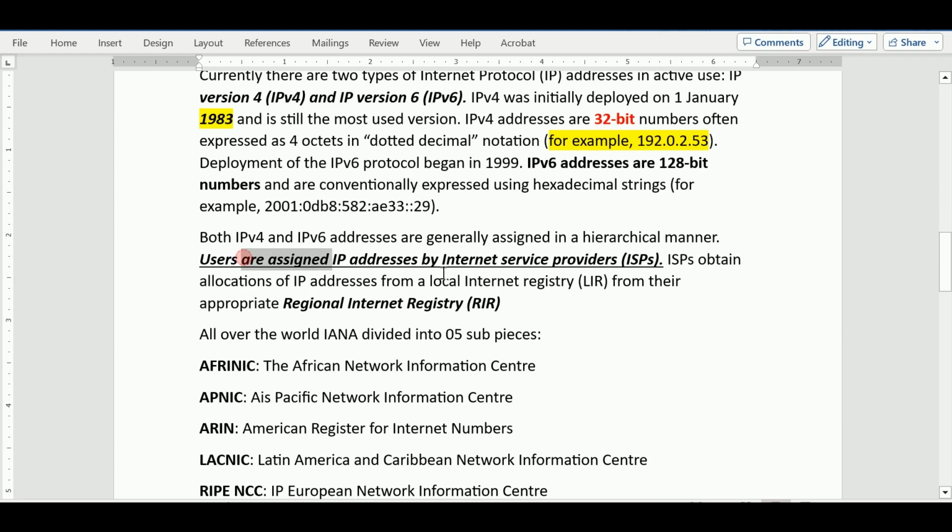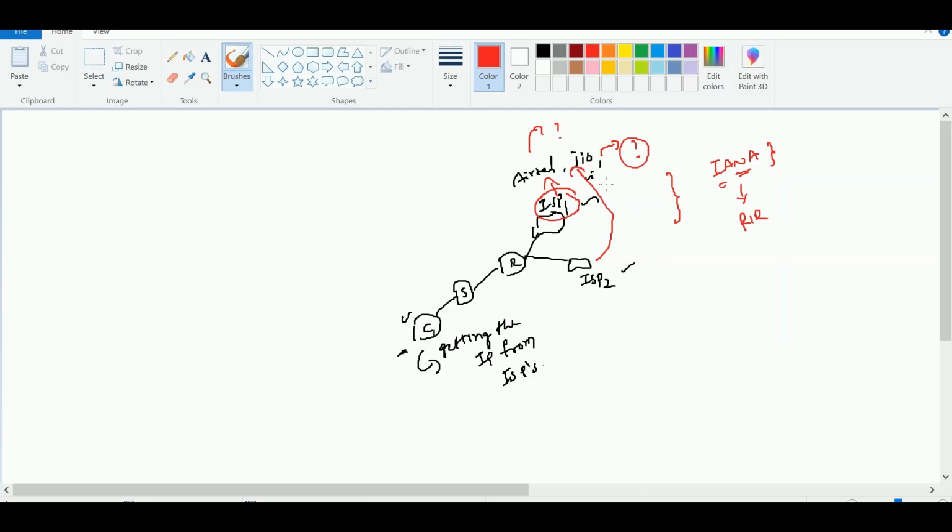Users are getting the IP addresses from internet service providers. ISPs obtain allocations of IP addresses from the local internet registry or from the regional internet registry. That means these people, Airtel, the ISP, will be getting the IP addresses from the regional internet registry, and the registry gets the IPs from IANA.